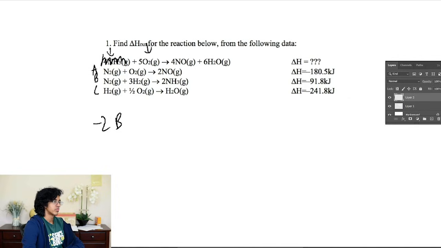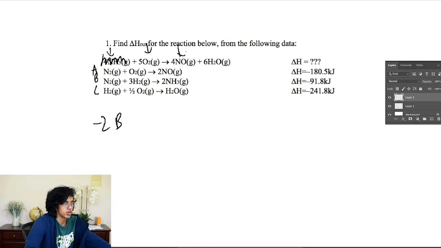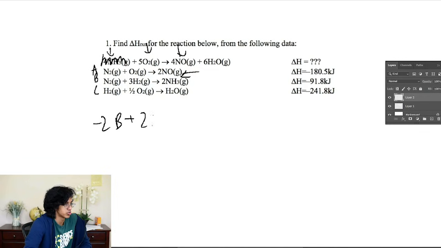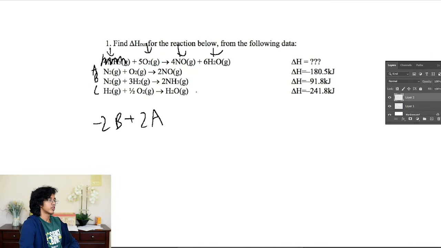What about O2? Well, O2 is present in 2 equations, so let's not worry about that quite yet. And NO is only in the first equation, so we need 4NO on the right side. It's already on the right side in this equation, so we have to multiply by 2, so plus 2A. And now for water, the only equation that has it is the third equation, so we need 6, so we have to add 6C, because it's already on the right side, we just need to multiply by 6.